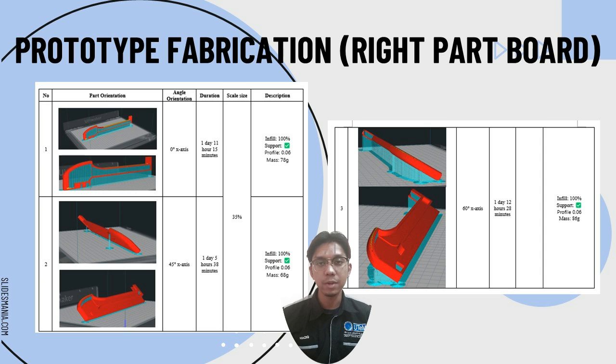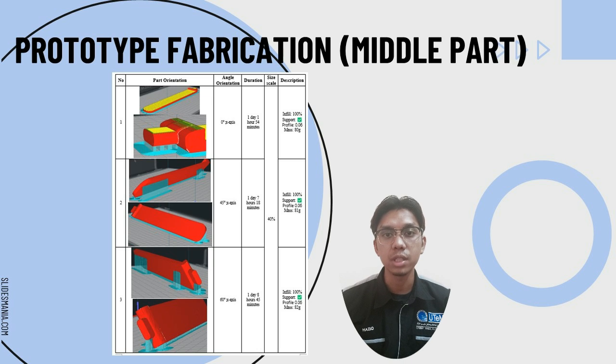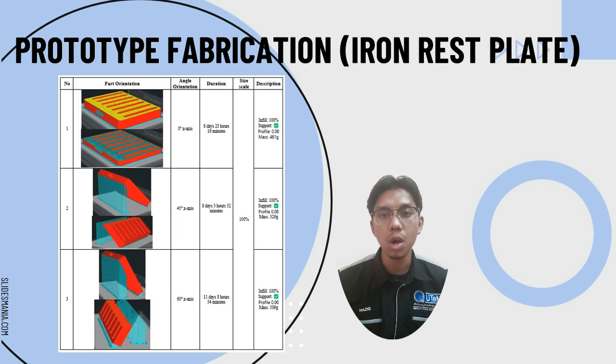For the prototype fabrication, we are using Ultimaker Cura software to simulate the printing process of a few parts enhancement of our product. Due to the standard size of simulation software, we had to downsize the scale of the parts to a certain percentage to simulate the printing process. Most of the parts that are simulated take around 1.5 days to finish the process.